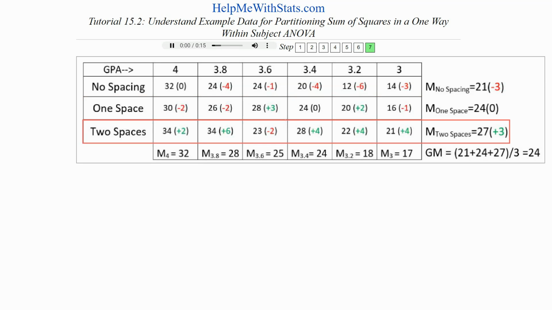Almost all of the scores for the 2 spaces condition are above the mean of the participant group, +2, +6, +4, +4, and +4. The average of these different scores appearing at the right is +3.